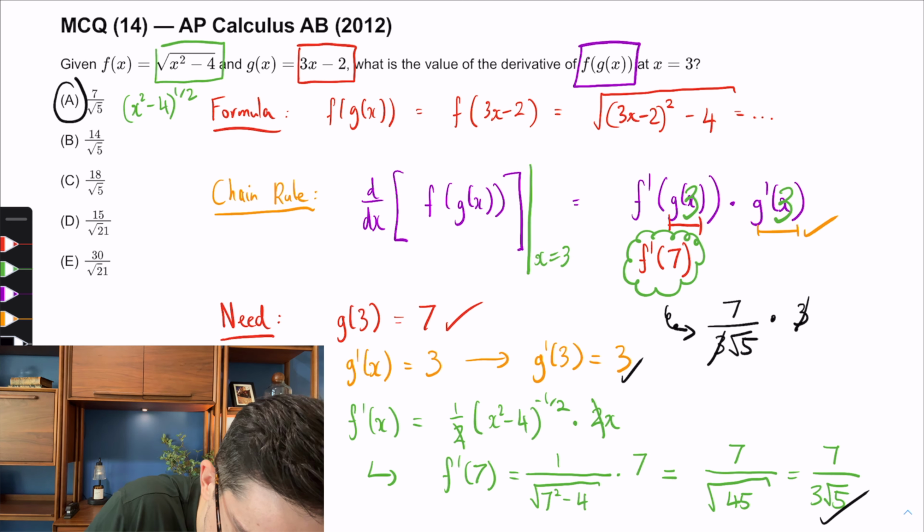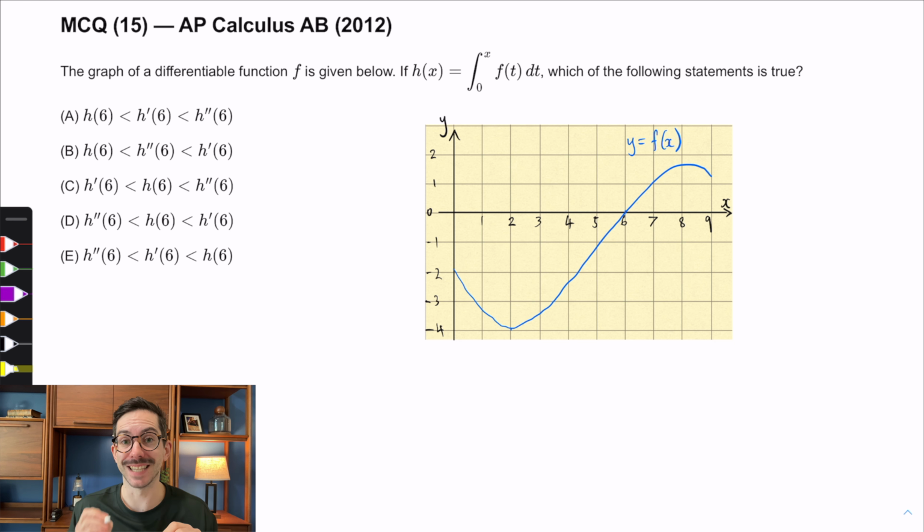Answer A. Problem 15 is that first conceptual problem that I said was on the trickier side. So let's pay close attention here. We're given the graph of a differentiable function, f. Here it's the blue curve. And we use it to cook up a new function, h of x.